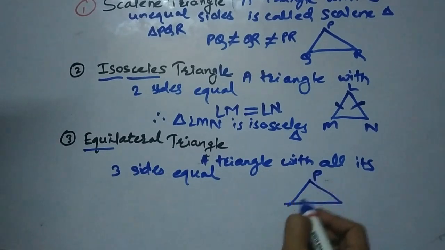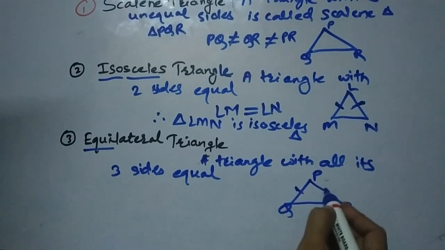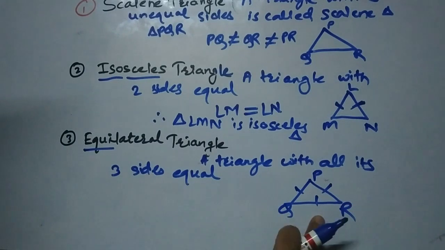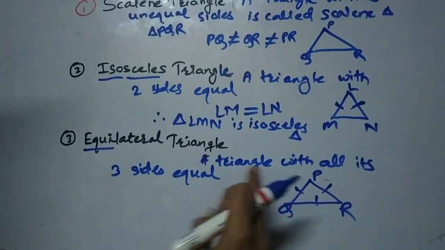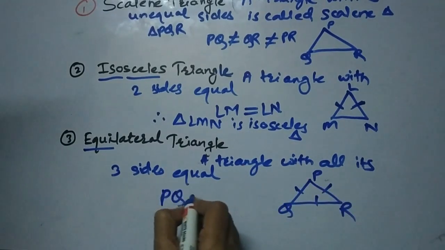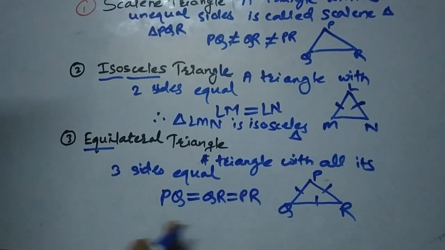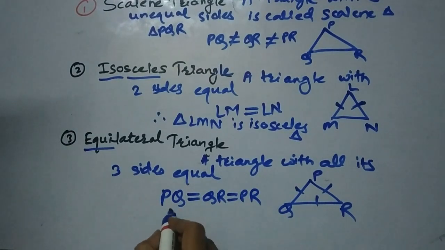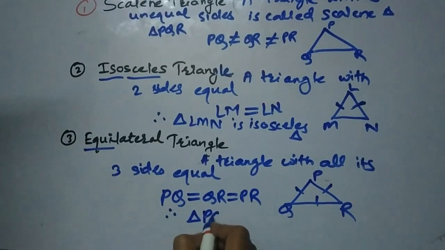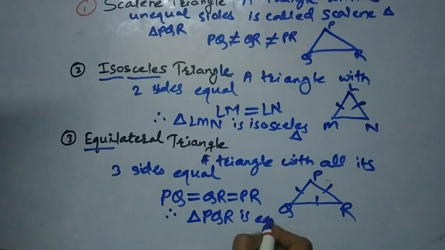So friends, let's draw any triangle. Suppose this is a triangle PQR, and in this case suppose all the three lengths are equal. Suppose 2 cm, 2 cm, and this is also 2 cm. Suppose PQ length is equal to QR length is equal to PR length. If all the three lengths are equal, you can say that this triangle PQR is an equilateral triangle.